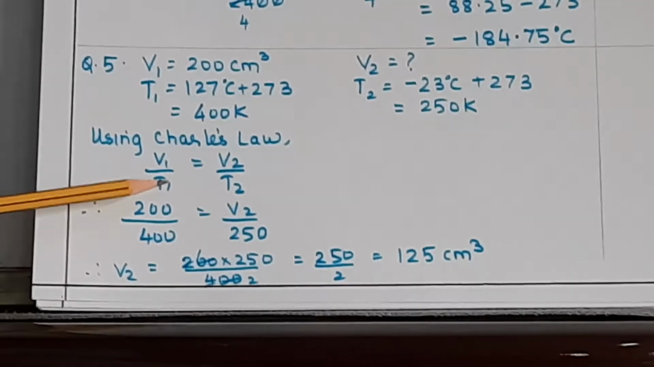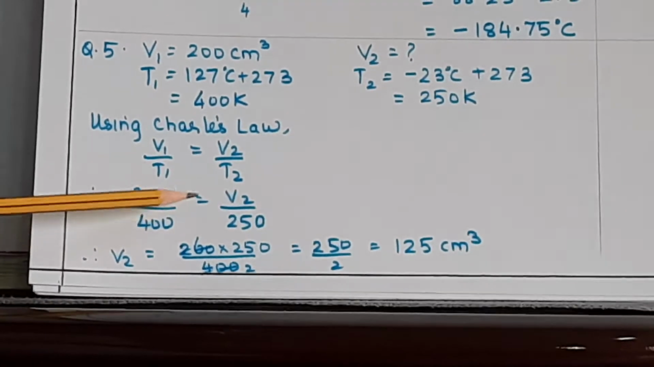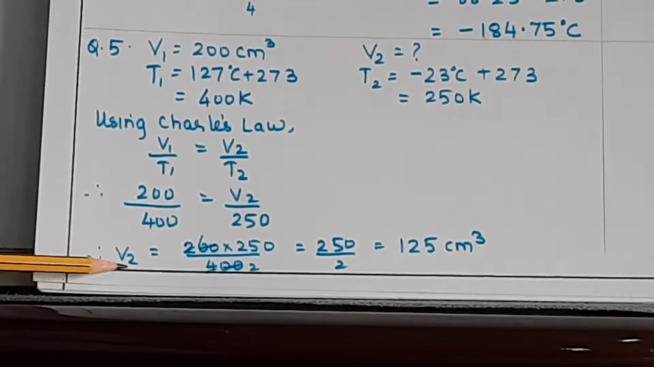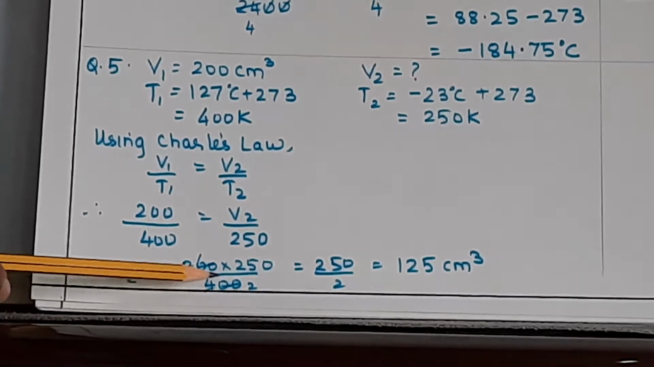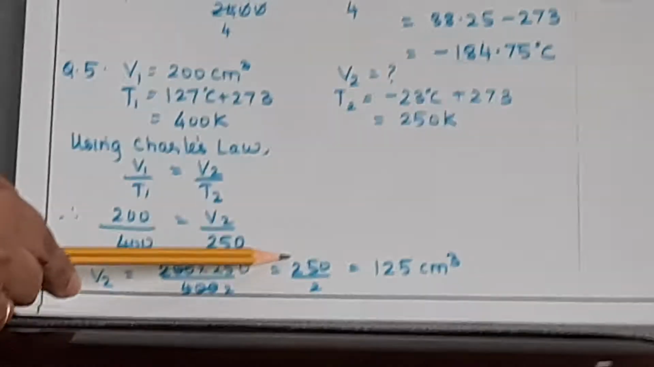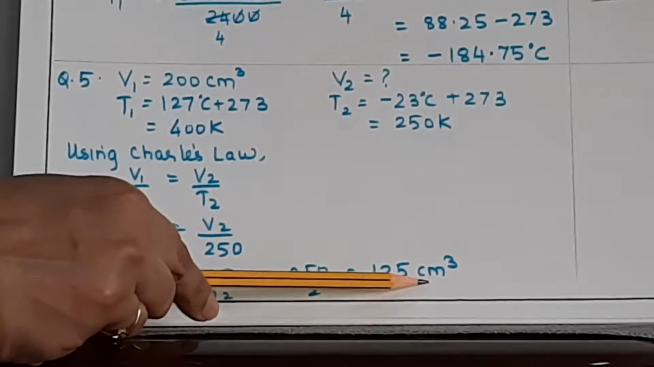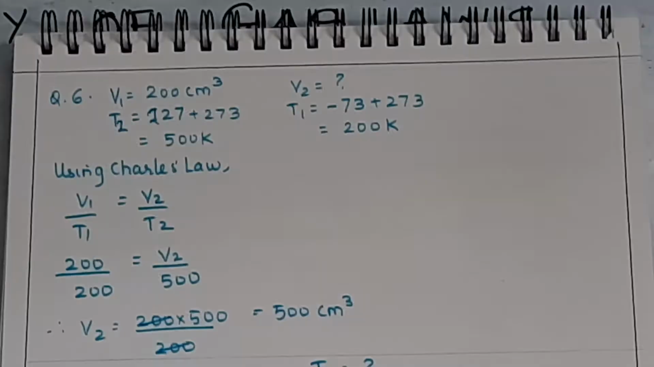So now using the Charles law, V1 upon T1 is equal to V2 upon T2. So 200 upon 400 is equal to V2 upon 250. So write the equation in terms of V2 will be 200 into 250 by 400. So this will go twos are. So 250 by 2, which is equal to 125 cubic centimeter. Okay, is it clear? So we'll move to the next part now.